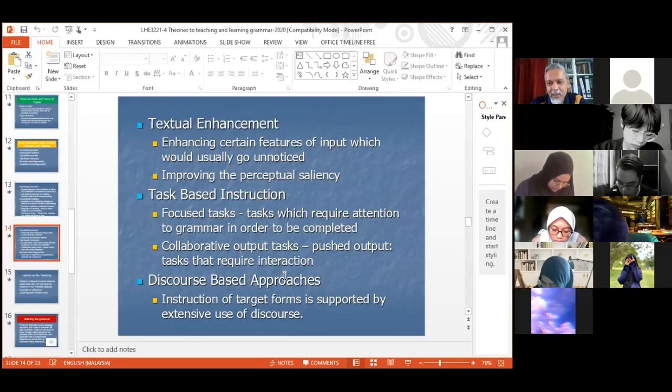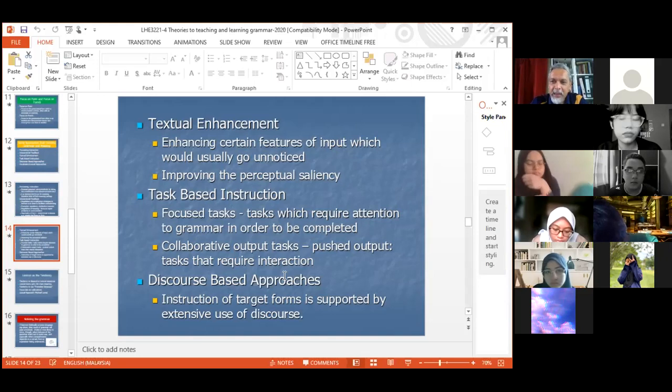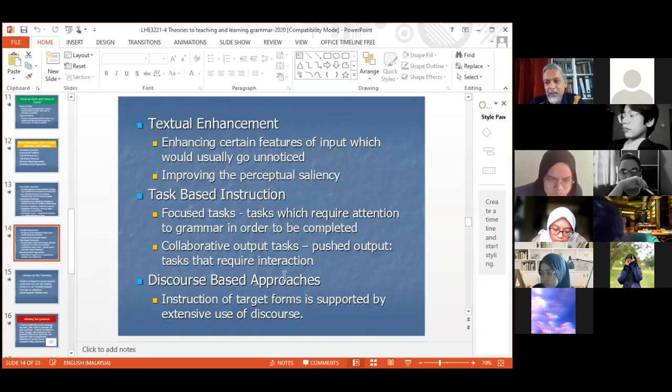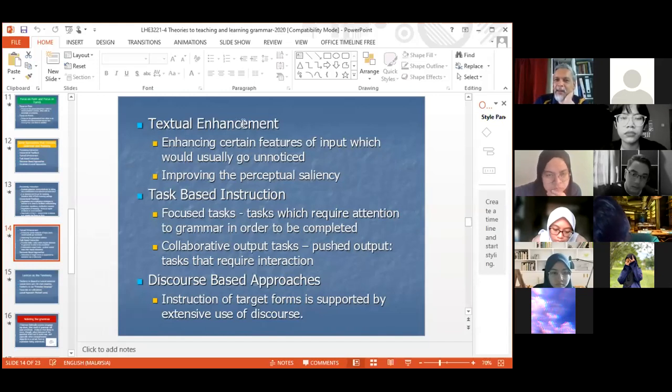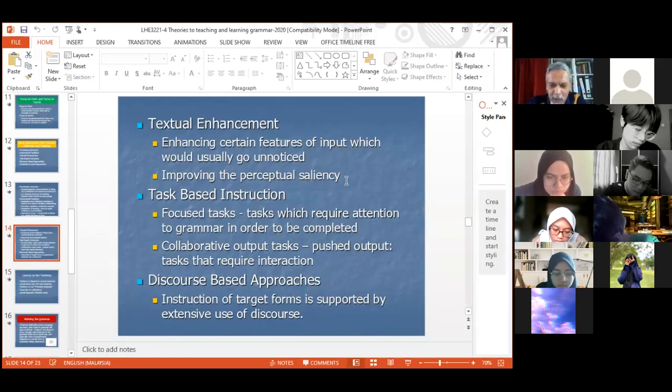Okay, what does perceptual saliency mean? It makes it more salient, which means it makes it more prominent. And because it is more salient and more prominent, it can be perceived. People can notice it. Okay, so this is textual enhancement. This is relying on the ability or the willingness of the student to pay attention and notice it. Okay, so we're trying to help this noticing process.